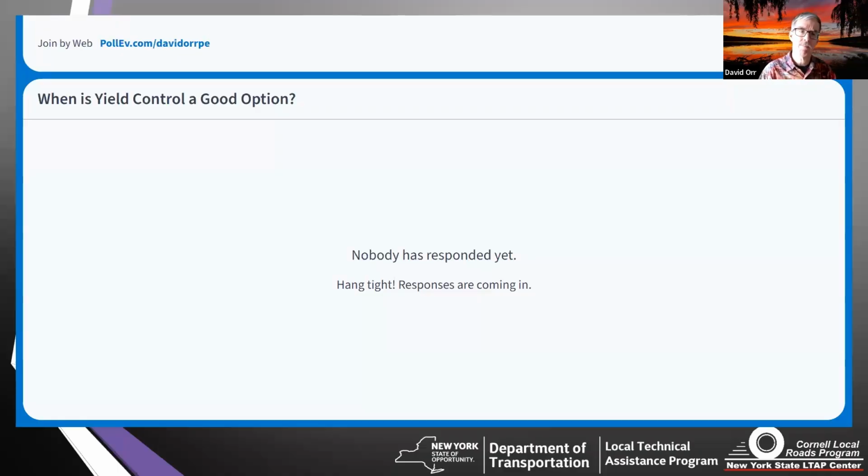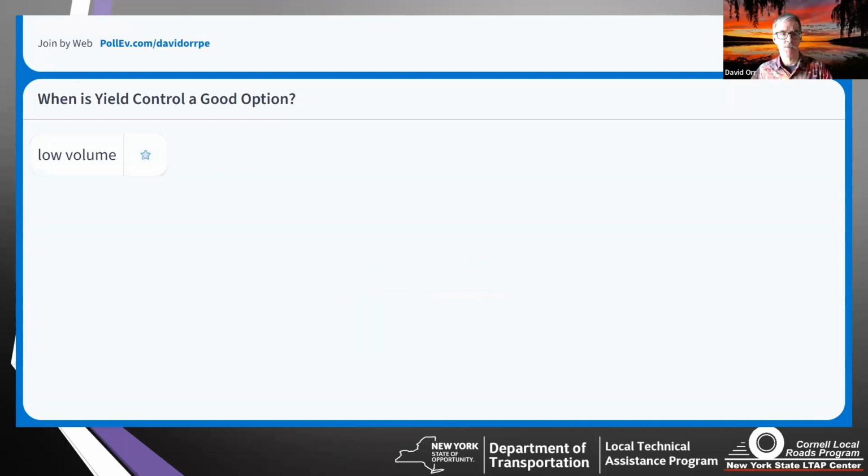When do I have to put in that yield sign? What forces me to go from no control to yield control? What am I going to be doing here? It could be low volume, maybe not. What else might be a good option?